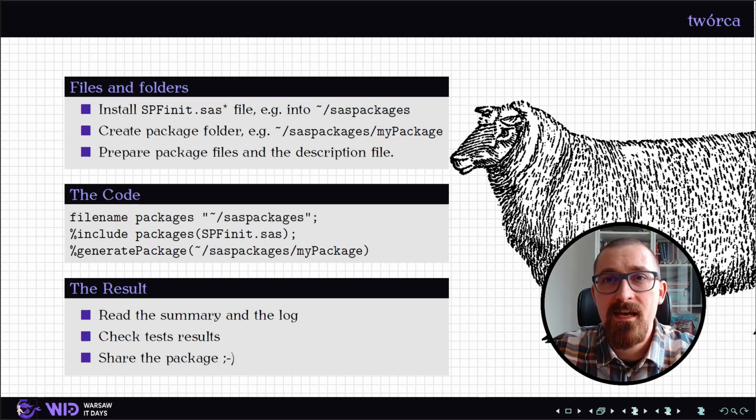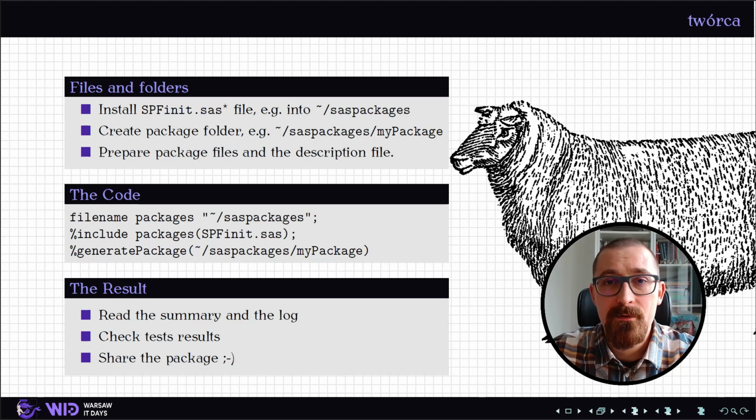So first of all, you need to have the SAS Package Framework available. So basically, create yourself a directory into which you install the SPFinit.sas file. Again, the same asterisk I mentioned earlier. Then when you have the framework installed, create a directory, not necessarily the same as the one for the framework, into which you put the source files of your package. So the third bullet is about preparing those files and preparing this additional description file, which I talk about in a sec.